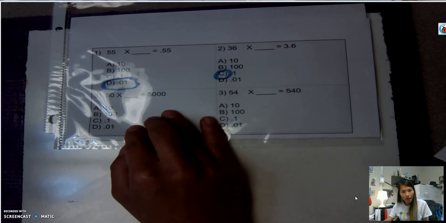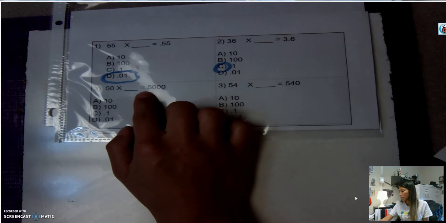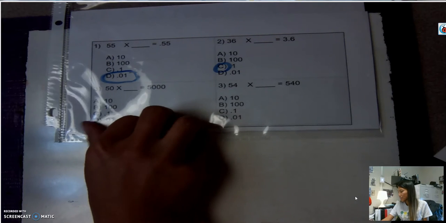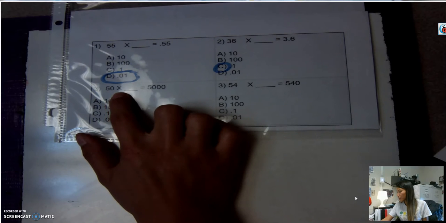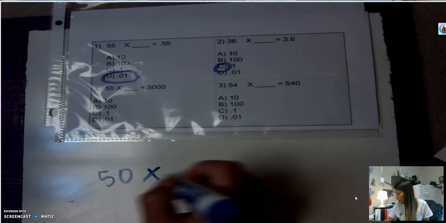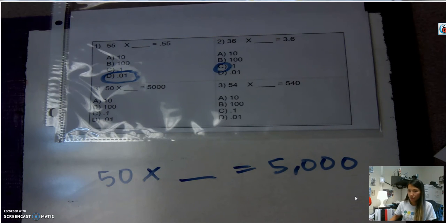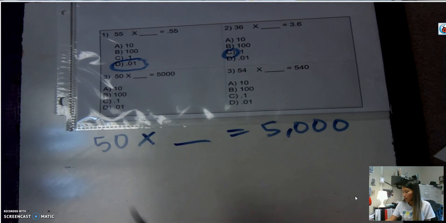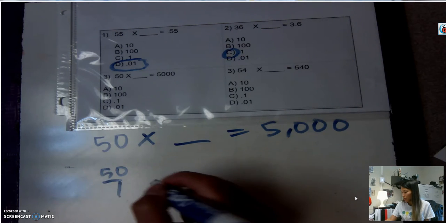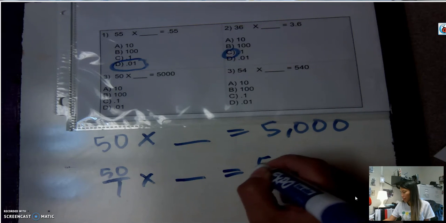is 50 multiplied by a number will give you 5,000. So I know that my answer increased. Okay, so how much did it increase by? It looks like it increased by 100, but we'll see. So I know I have 50 multiplied by a number gives you 5,000. I know I need to convert that 50 into a fraction, and I will write it as 50 over 1 multiplied by a fraction will give you 5,000.